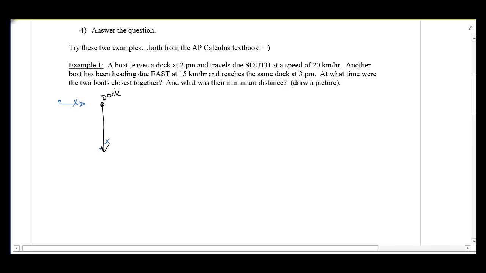Now, when I say closest together, what are we thinking here? Well, this is a maximum or minimum question, so I'm asking you for the minimum distance.